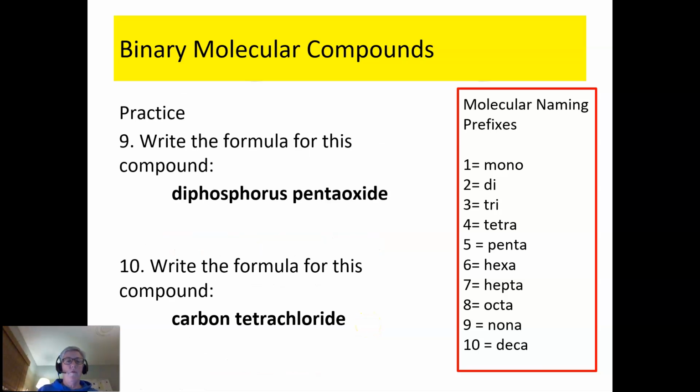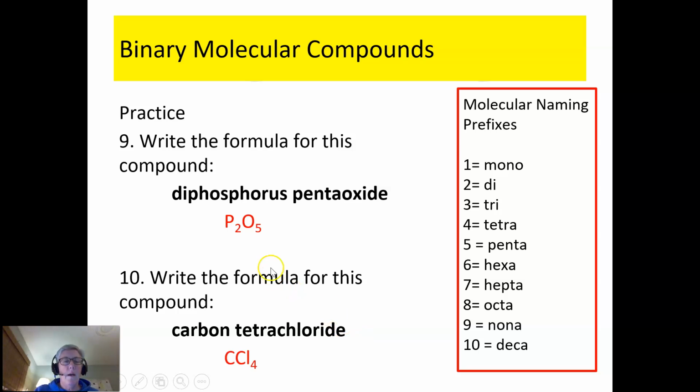All right, so now let's write formulas for these compounds. Diphosphorus pentaoxide or pentoxide, carbon tetrachloride. Di means 2, phosphorus, so I have 2 phosphoruses. Penta means 5, so I have 5 oxygens. So diphosphorus pentoxide is P2O5. This one, carbon tetrachloride, is CCl4. And you don't need to put a 1 after that carbon if you just have one of those carbons.